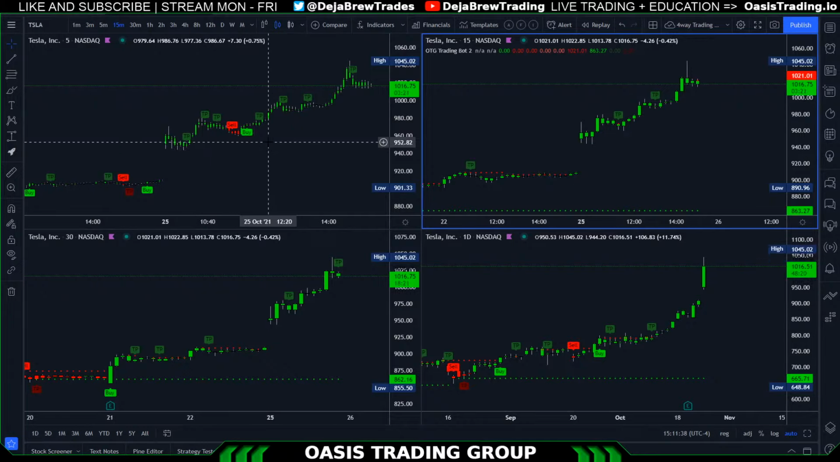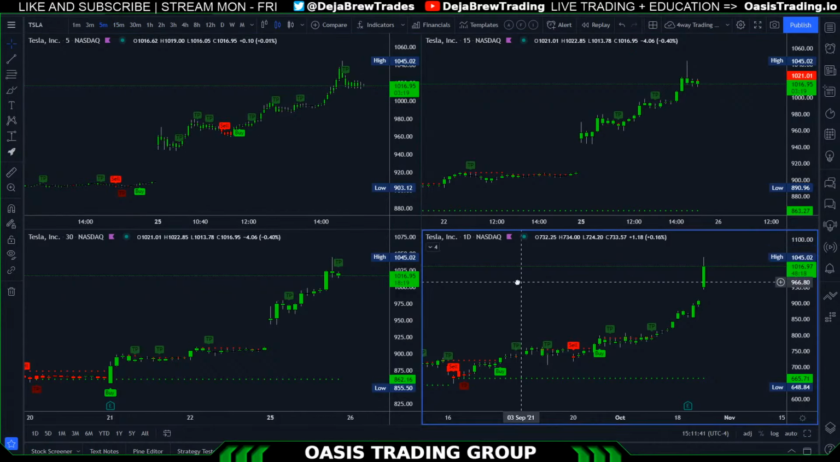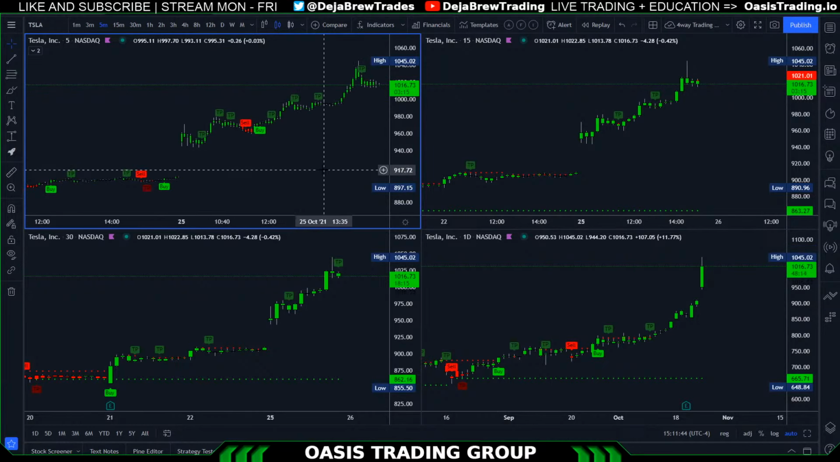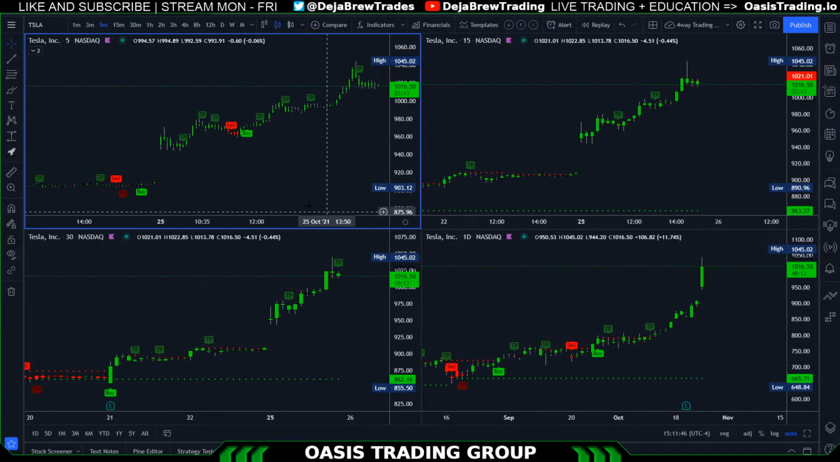Another example of that is if you're looking for an entry, let's say you missed the initial breakout. We had this massive move up on Tesla on the daily, and let's say we missed the initial move.